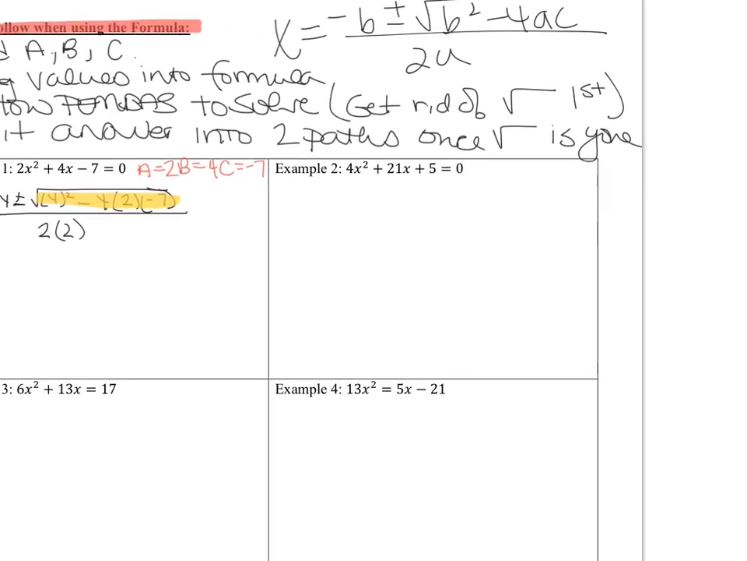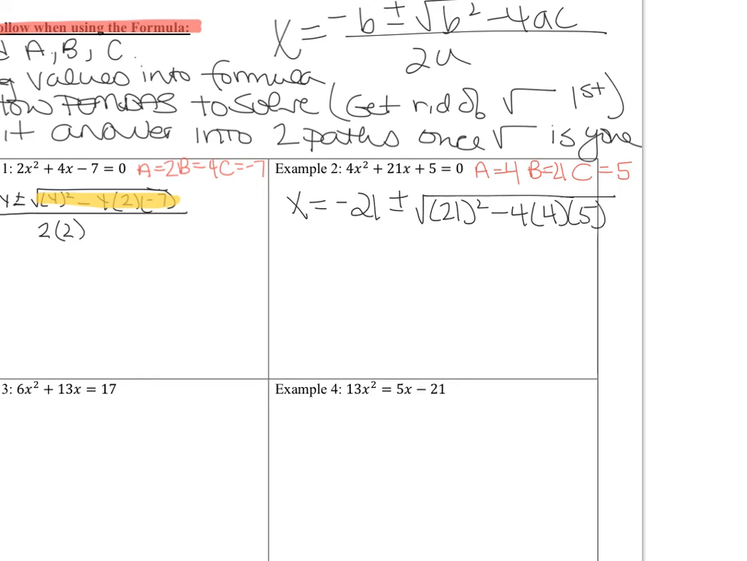So let's go over and do example 2. Step 1, find A, B, and C. A is 4, B is 21, C is 5. So now I'm going to plug it into my formula. X equals the opposite of B, so if B is 21, the opposite is negative 21, plus or minus the square root of B squared minus 4 times A times C. Make sure you're wrapping your answers in parentheses when you plug them in. All over 2 times 4.